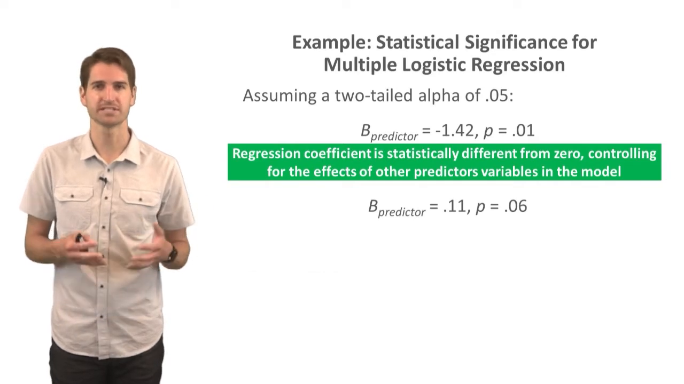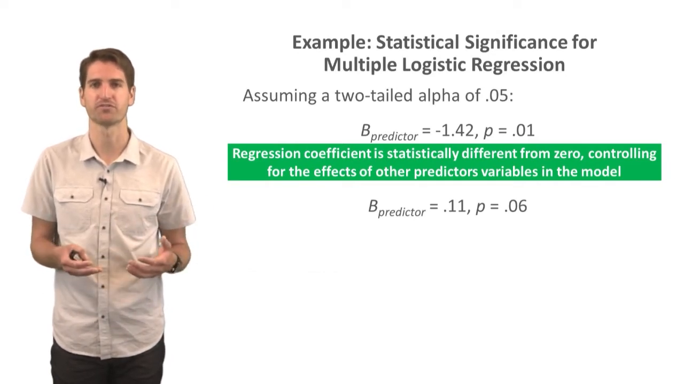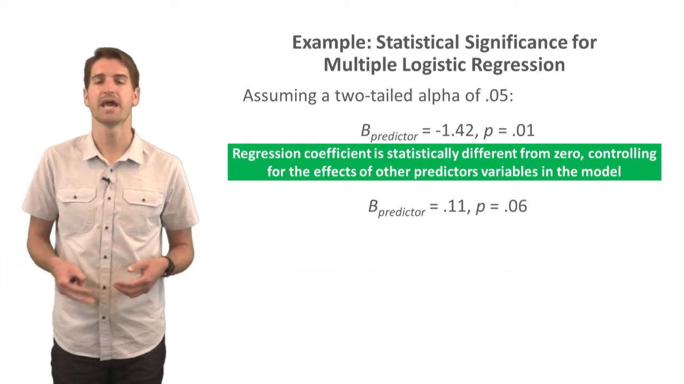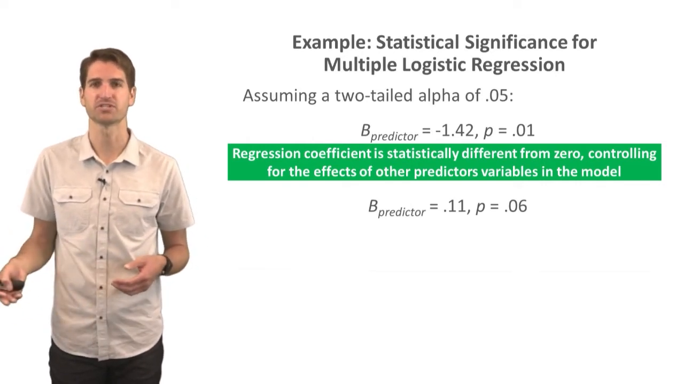Now let's move on to the second example for a particular predictor variable. Let's look at the associated regression coefficient. It's 0.11, and the associated p-value is 0.06.